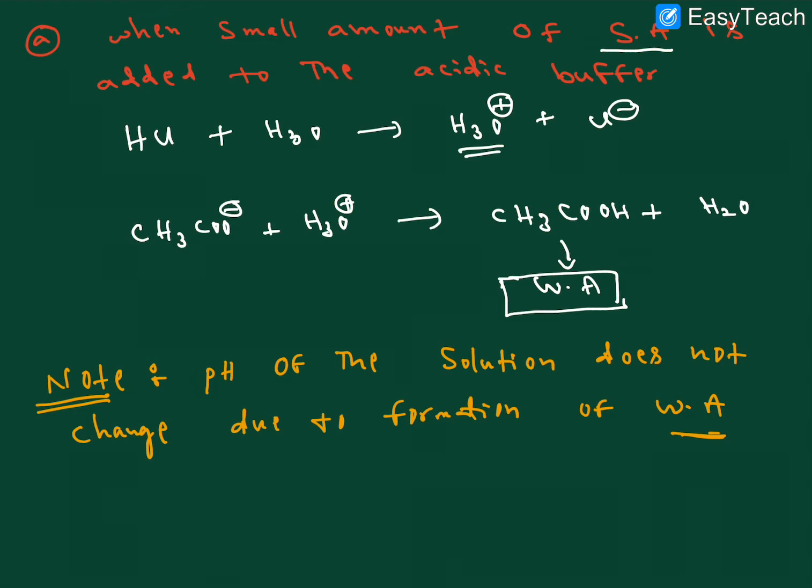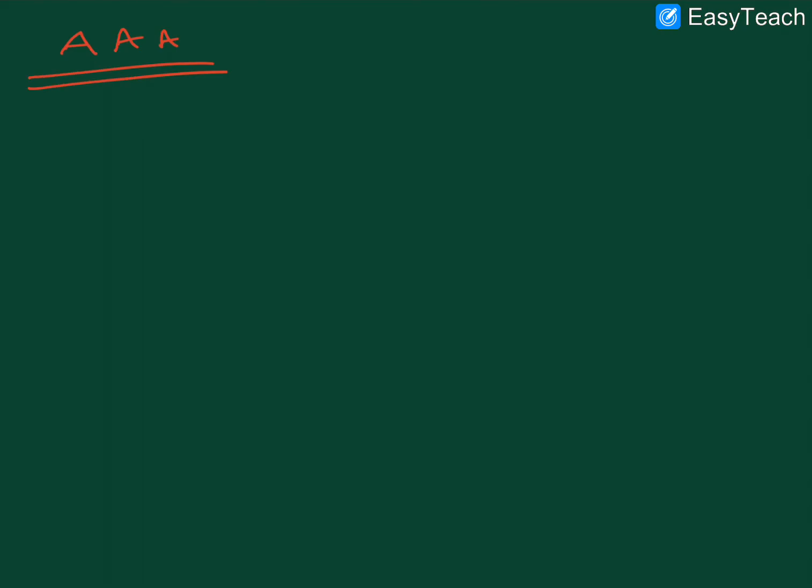One simple rule is there: whenever a strong acid is added to the acidic buffer solution. So what is that rule here? This is rule 1. A simple shortcut rule here: triple A. What is triple A? Let me explain. The first one is acidic buffer. The first A is acidic buffer.